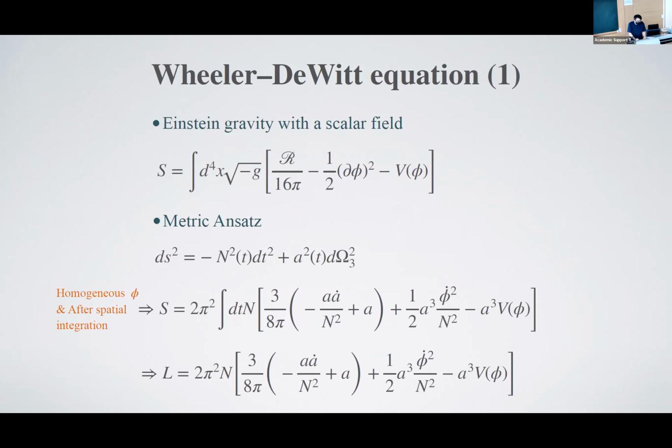So we start with a simple action. This is a simple model, gravity with a single scalar field. R is the Ricci scalar. Our metric is given like this. We assume a spherically symmetric metric, where A is the scale factor and N is the lapse function. We assume a homogeneous field phi, and after integrating the spatial part, we obtain this form of action. So we obtain the Lagrangian below.